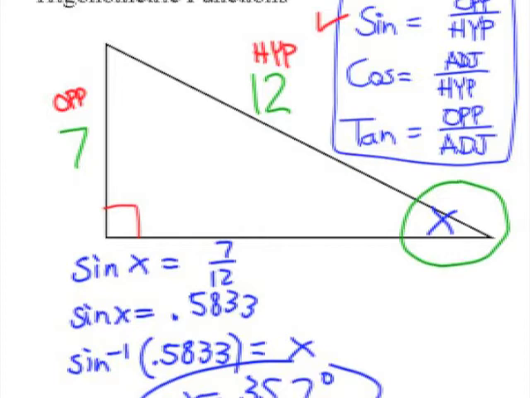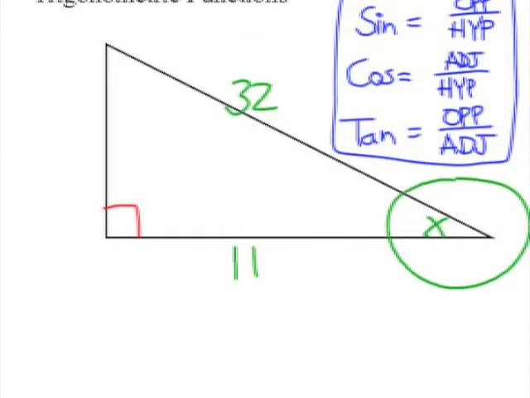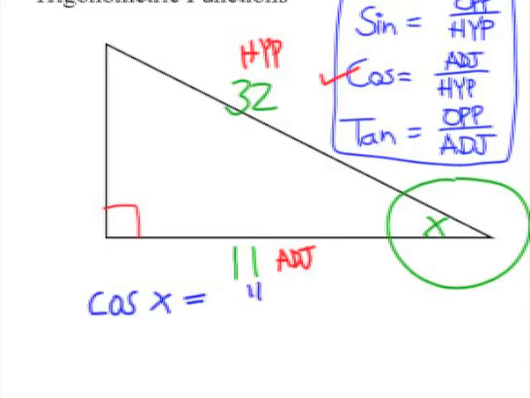Let's try a couple more examples. In this example, I have a missing angle down there labeled x, and from that angle, the 11 is actually the adjacent leg and the 32 is the hypotenuse. So of course that tells me that I must use something related to the cosine function, adjacent over hypotenuse. Now my equation would be cosine of the missing angle x equals the adjacent leg 11 over 32. You'll want to divide that out on your calculator, which is 0.3438. And that gives me the cosine value of the angle.